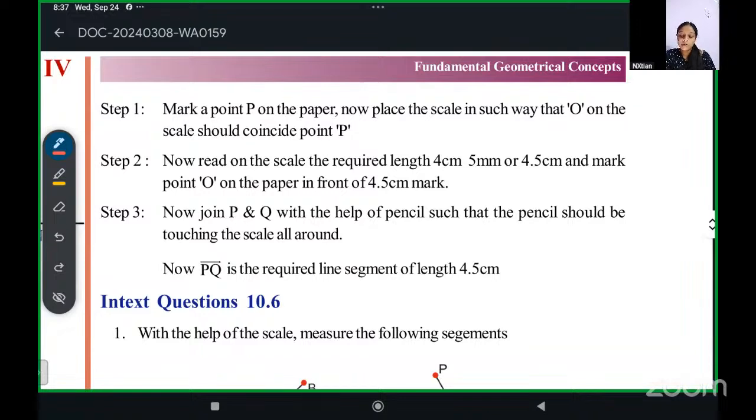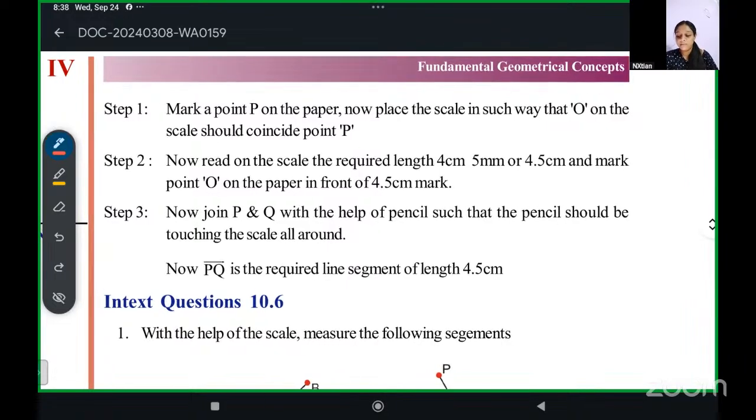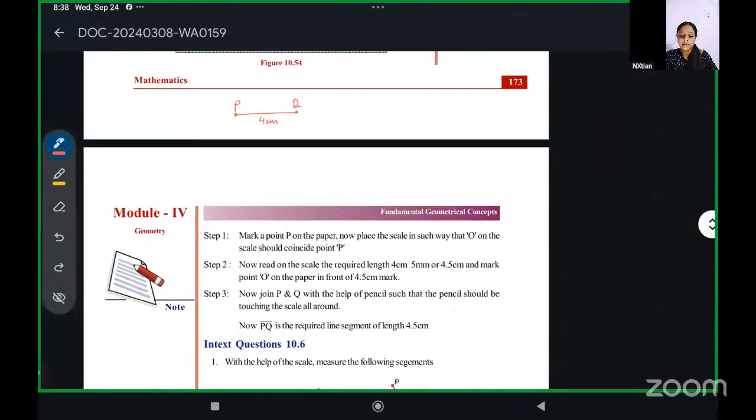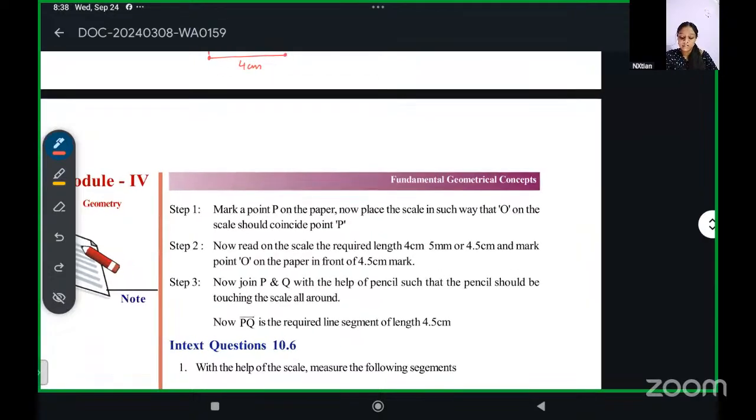Mark point Q on the paper in front of the 4.5 or 6 centimeter mark. Now join P and Q with the help of a pencil such that the pencil should be touching the scale all around, drawing a line connecting P and Q. So PQ is the required line segment of length 4.5 or of length 6 centimeter. Understood how to draw a line segment using scale? Very easy. Yes, ma'am.